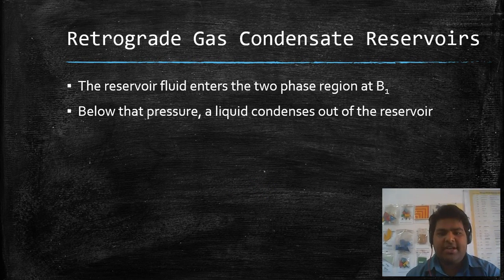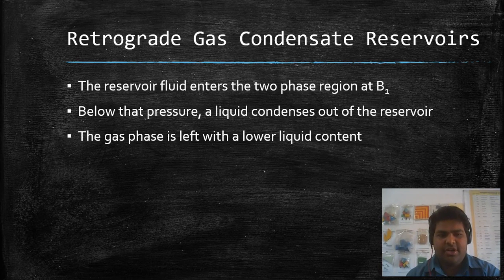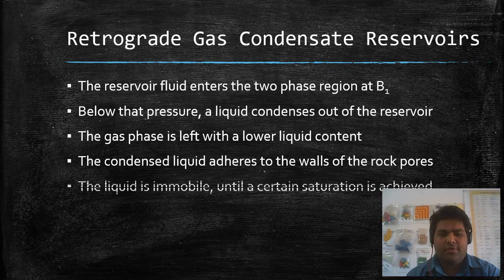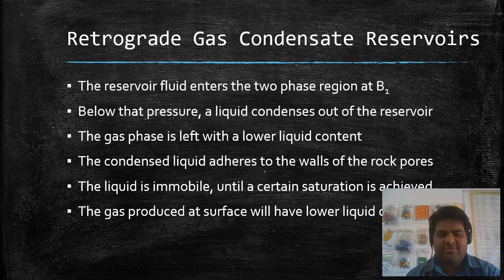So the reservoir fluid enters the two-phase region at B1. I just showed you this in the phase diagram. Below that pressure, a liquid condenses out of the reservoir. The gas phase is left with a lower liquid content, and the condensed liquid adheres to the wall of rock pores. The liquid is immobile until a certain minimum saturation is achieved. Okay, the gas produced at surface will have a lower liquid content.